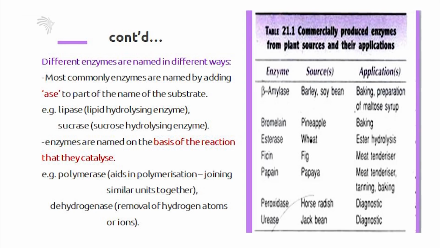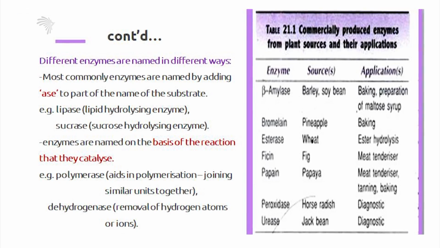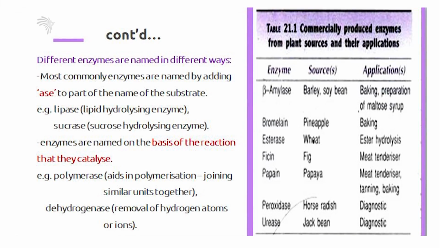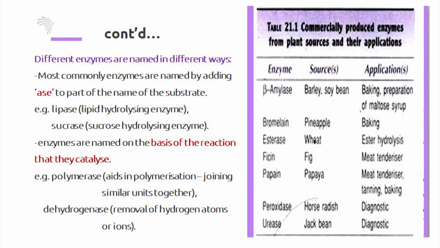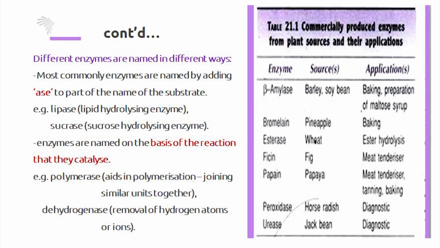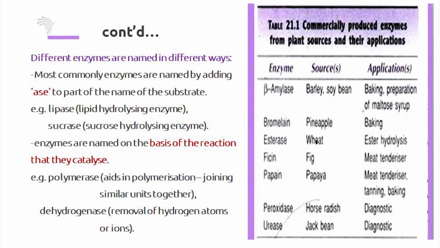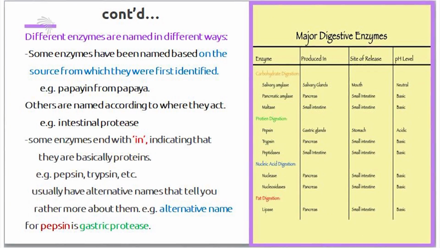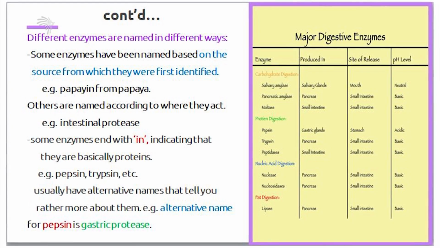Enzymes are also named on the basis of the reaction they catalyze. For example, polymerase aids in polymerization, the joining of similar units together. Dehydrogenase removes hydrogen atoms or ions. You can see in this slide there are different names of enzymes, their sorts, and how they can be applied in different processes of biological activities. So different enzymes are named in different ways, as we have said.